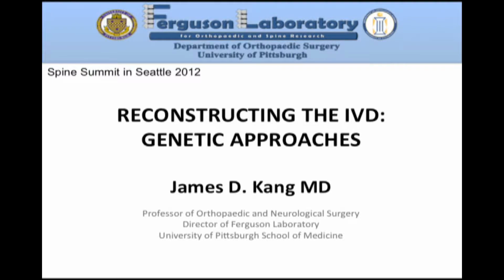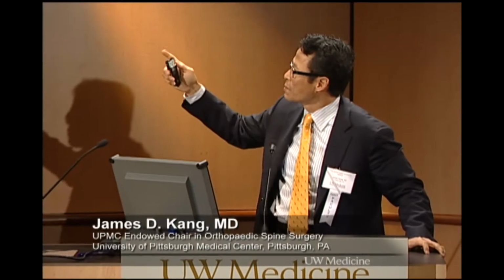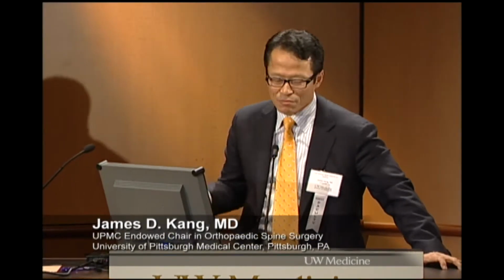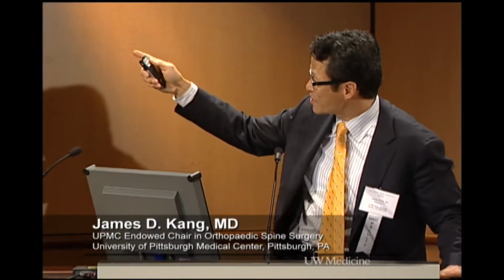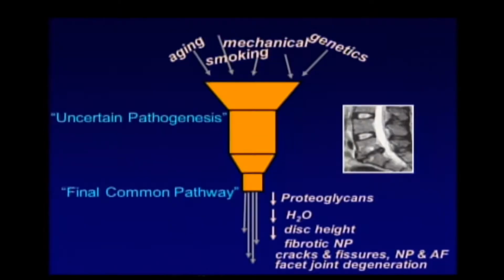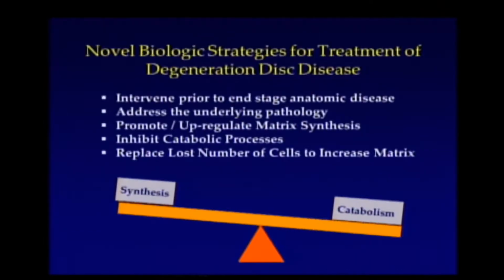So as we talked about earlier, disc degeneration is very, very complicated, and there's all kinds of different pathomechanisms involved in why the disc fails. But ultimately, the end result is the final common pathway with loss of proteoglycans, water, disc height, et cetera, as we've talked about.